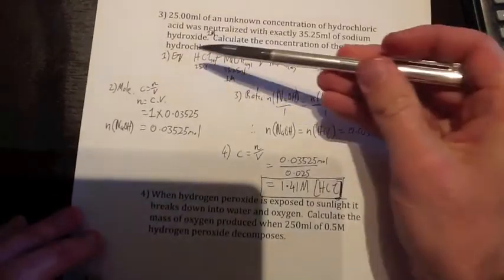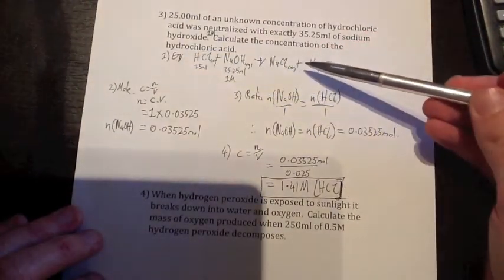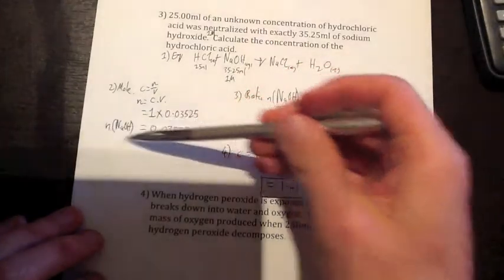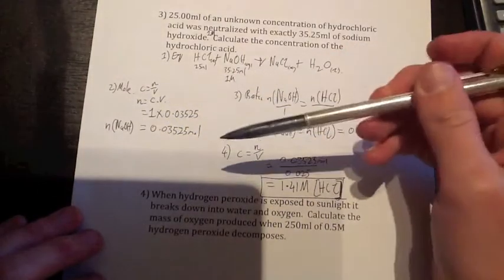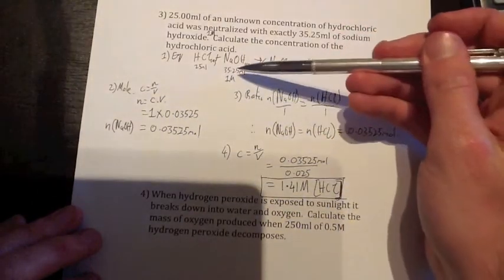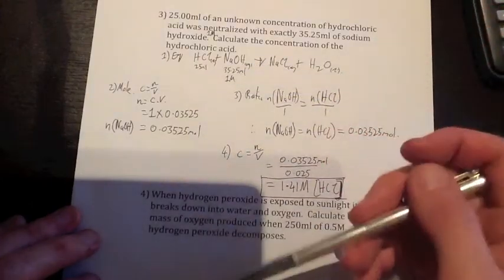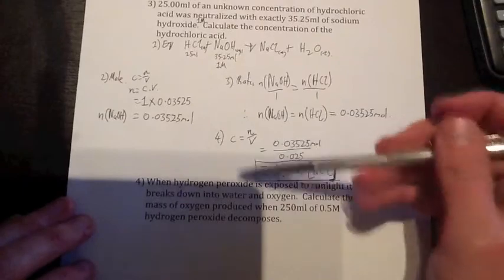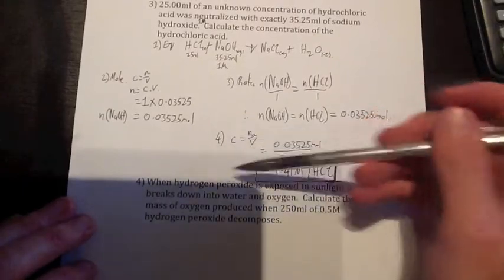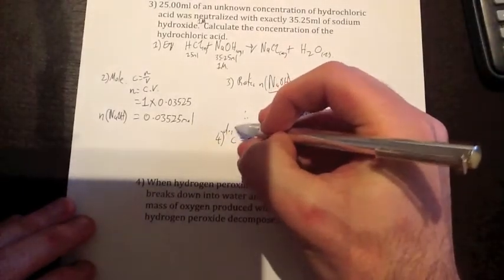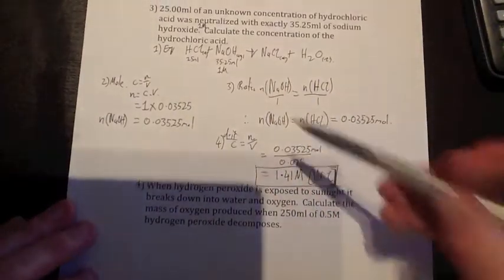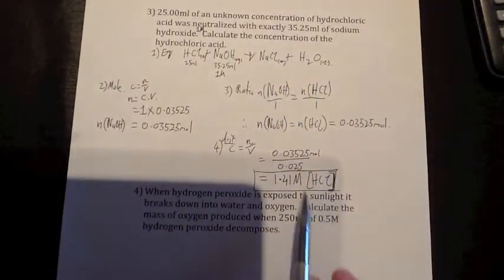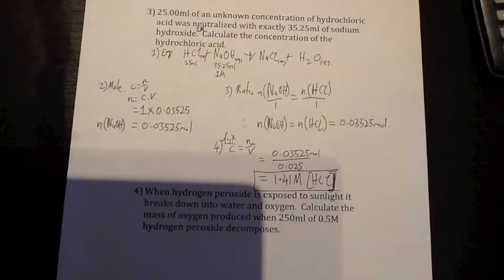Once again, 1, start off with the equation. 2, find out the number of moles of the stuff you can. If you've got grams, use that. If you've got concentration and volume, use that. 3, do a ratio. 4, do what the question asked you to do. Okay, find out what the question asked you to do. And that was calculate the concentration of hydrochloric acid.